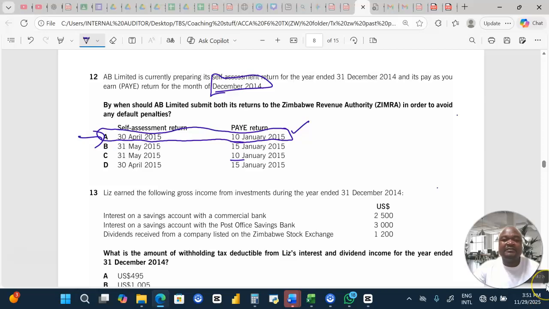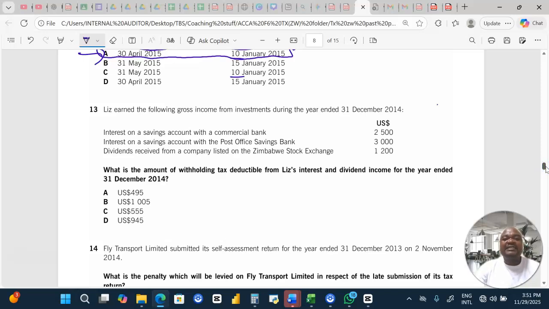Question 18. Liz earned the following gross income from investments during the year ended 31st December 2014. Interest on savings account with the commercial bank, 2,500. Interest on a savings account with the POSB, Post Office Savings Bank. All right, so this one is exempt. Interest on this is exempt. Dividends from a company listed on the stock exchange.